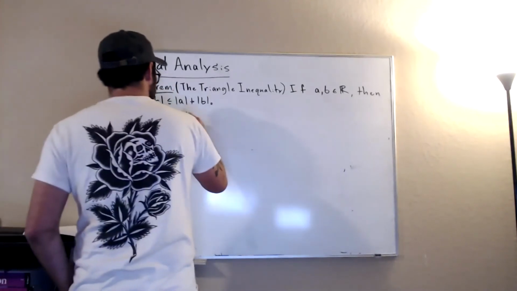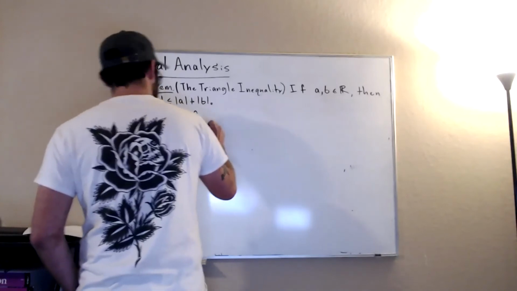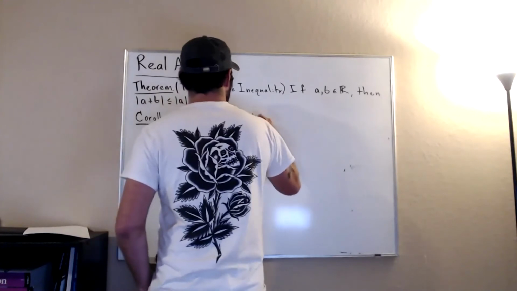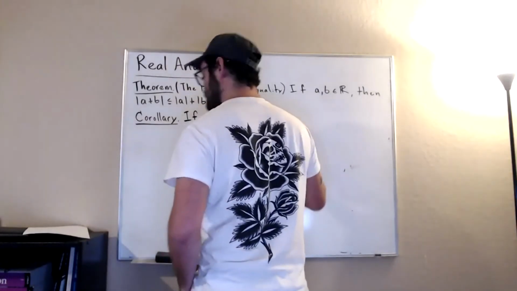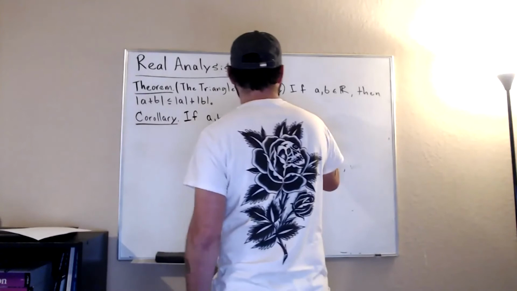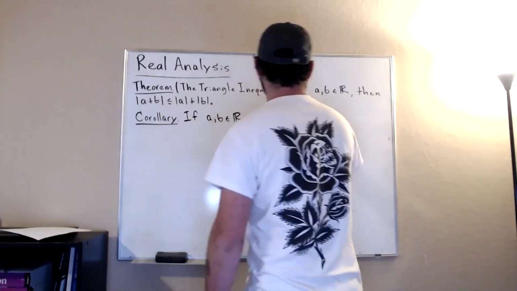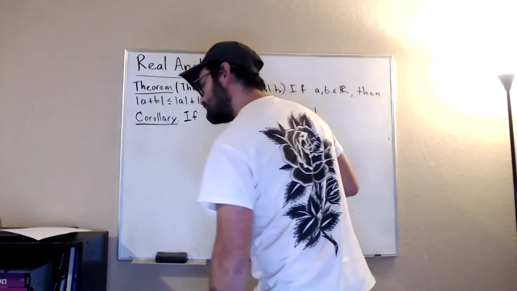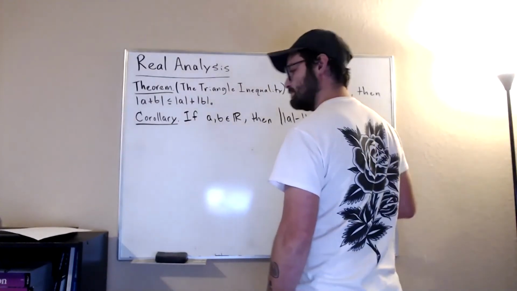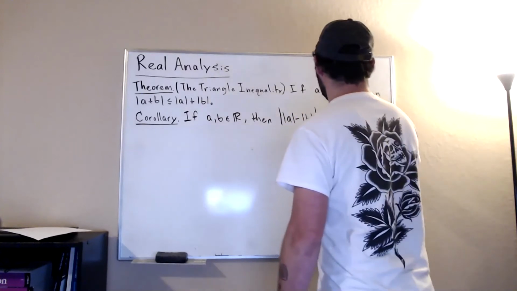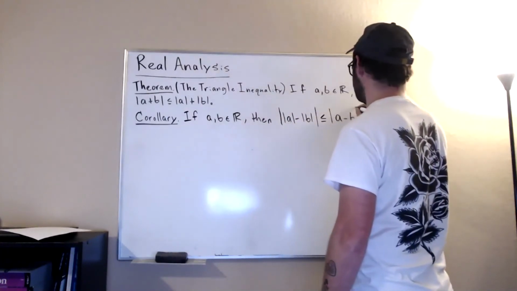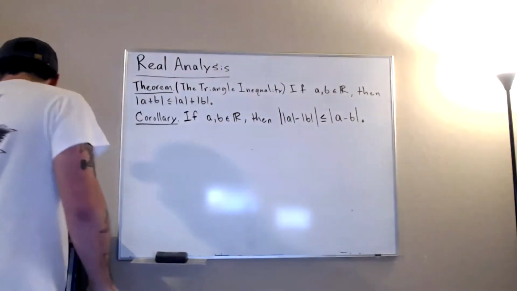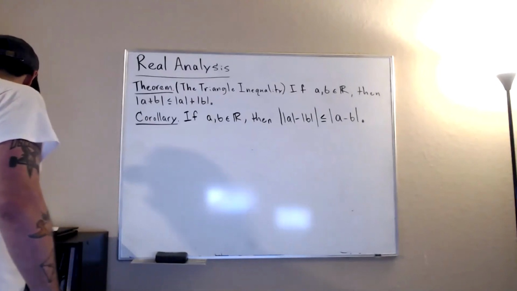It says that if A and B are real numbers, then the absolute value of A minus the absolute value of B is at most the absolute value of A minus B.